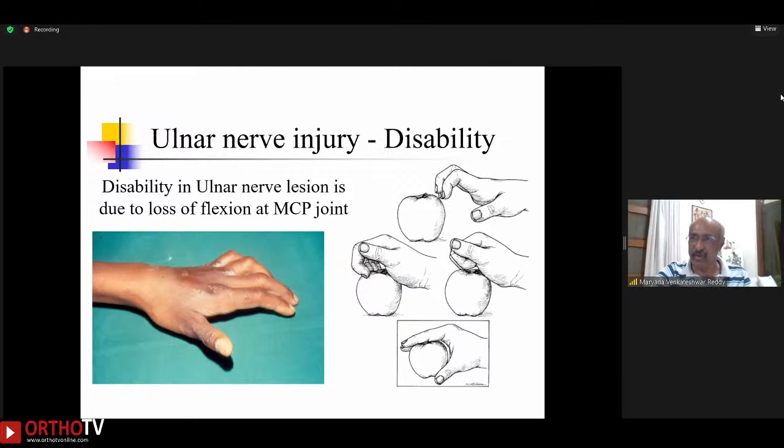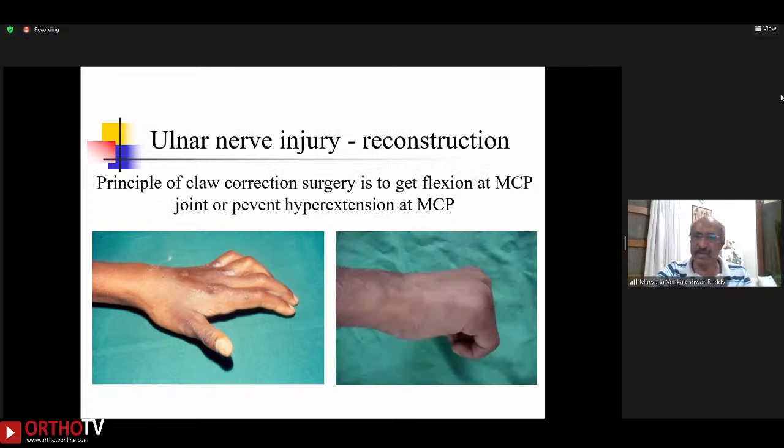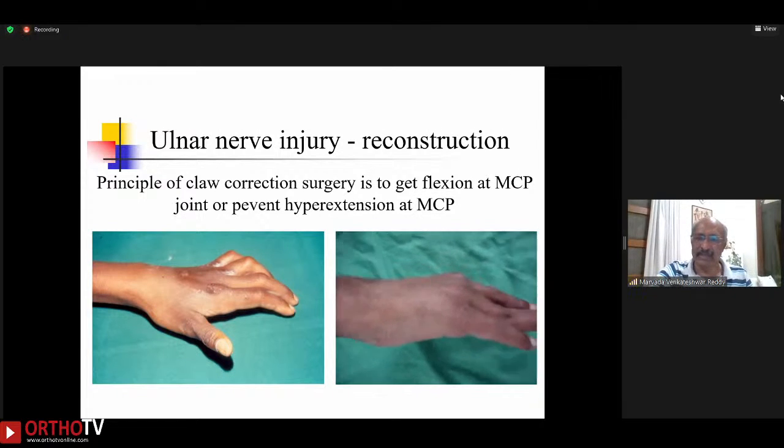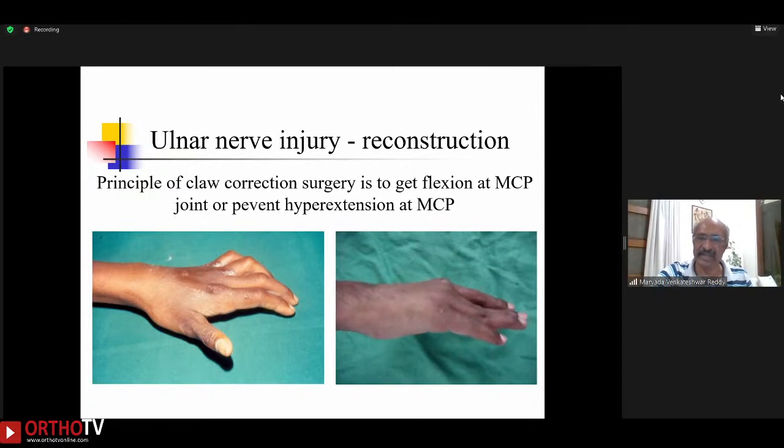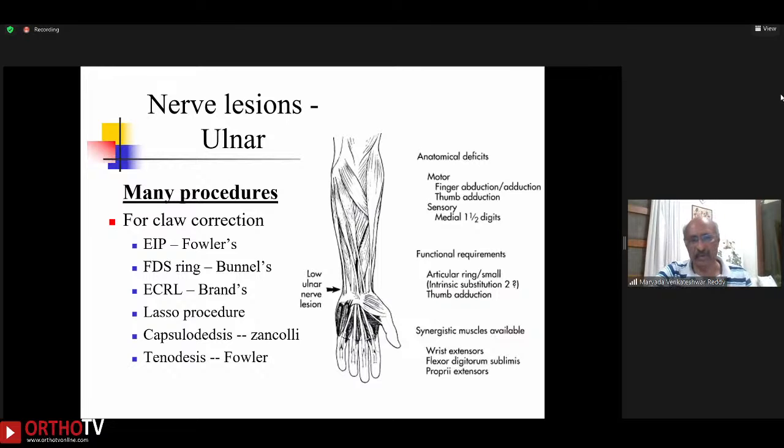So if you want to do reconstruction in Hansen's, what should we do to overcome this disability? If the examiner asks what is the principle of reconstruction, the principle of claw correction surgery is to get flexion at the metacarpophalangeal joint. There are many procedures: skin procedures, capsule procedures, tendon procedures, bony procedures. We don't go into the details in the exam, but you should be able to tell that it is the flexion at the metacarpophalangeal joint which needs to be achieved. I can see in this video, this patient had a tendon transfer surgery, and you can see that there is flexion. So there are multiple procedures available for this.